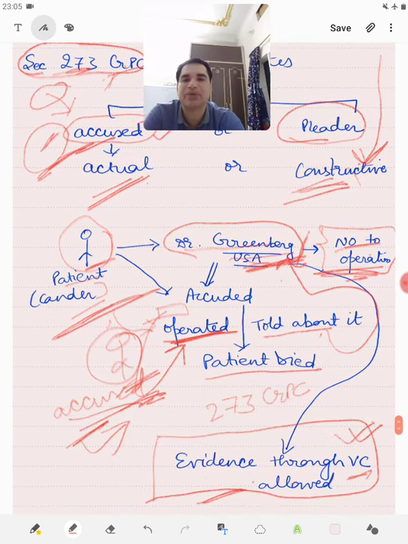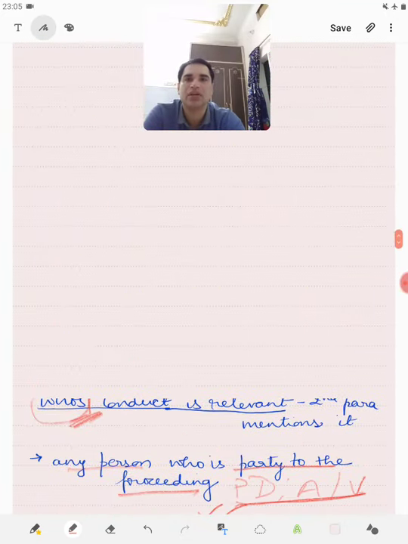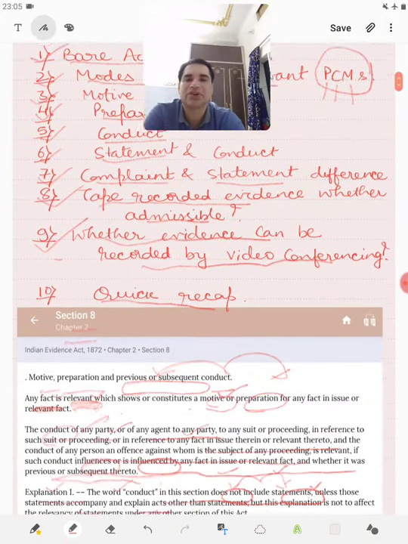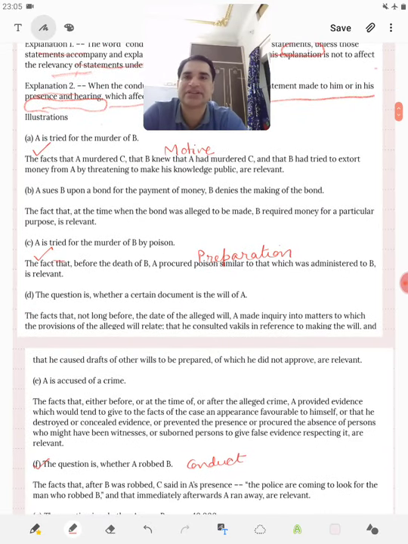Now a quick recap of what all we have done in this session. So we saw that Bare Act provision. Here I want to just read out certain illustrations once again. So where A is tried for murder of B, the fact that A murdered C and B knew that A had murdered C and B had tried to extort money from A by threatening to make his knowledge public are relevant.